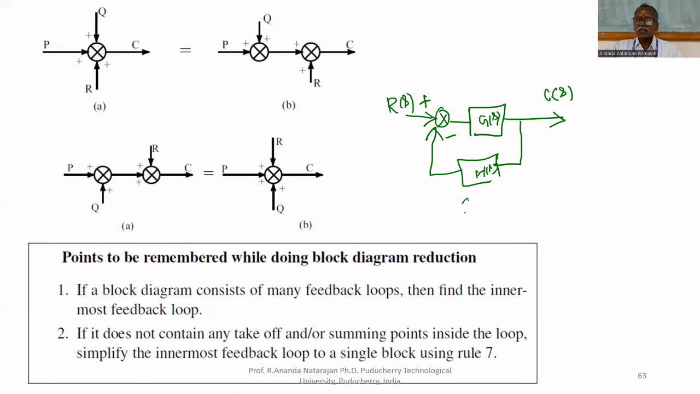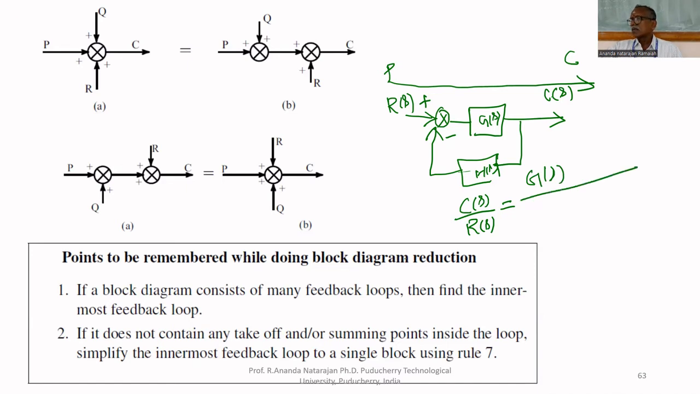The formula is C of S upon R of S, because Laplace transform of output upon Laplace transform of input, equal to, what is in the forward path you have to see. What is the forward path? Suppose I am in Pondicherry. I want to go to Kadalur, means this is forward path. Going to Kadalur, then coming back to Pondicherry, feedback path. Return back. So this is in forward path. What are the elements? Only G of S. That is in the numerator.